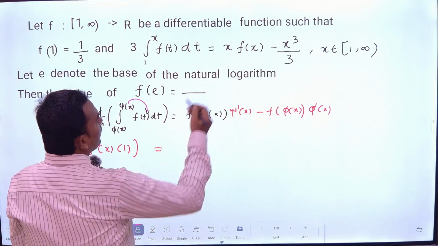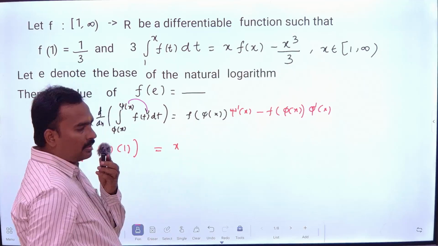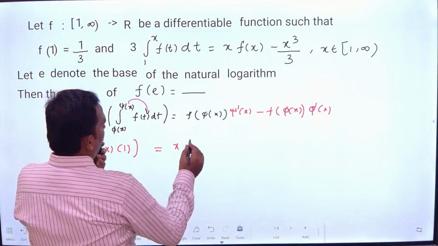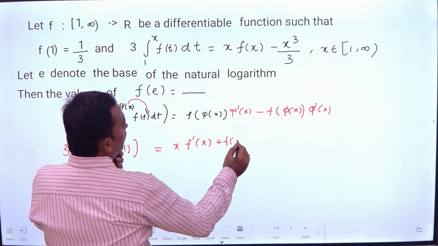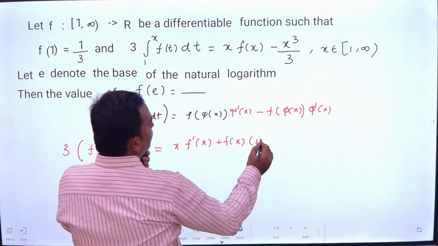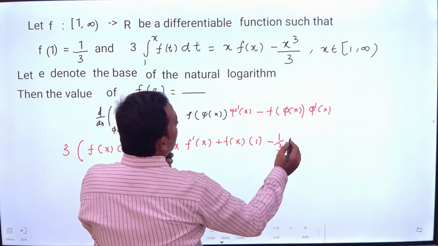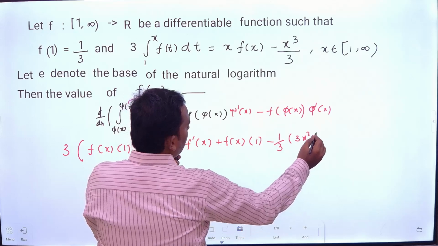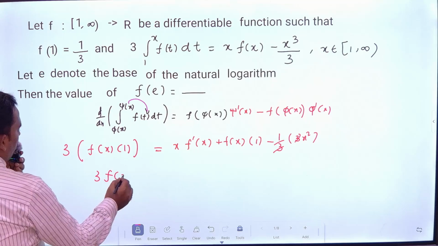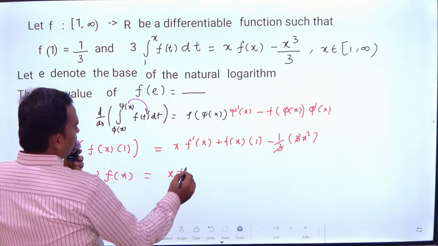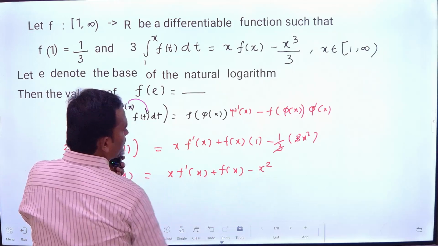Okay. Now you can see the right side. It's a product rule here. You keep x as it is, differentiate f of x to get f dash of x, plus f of x kept as it is, and x differentiated gives 1. The same way, for the next term, 1 by 3 x cube, the differentiation is 3x square. Clear? 3 cancels. Then what will we get? 3 times f of x equals x times f dash of x plus f of x minus x square. Clear?